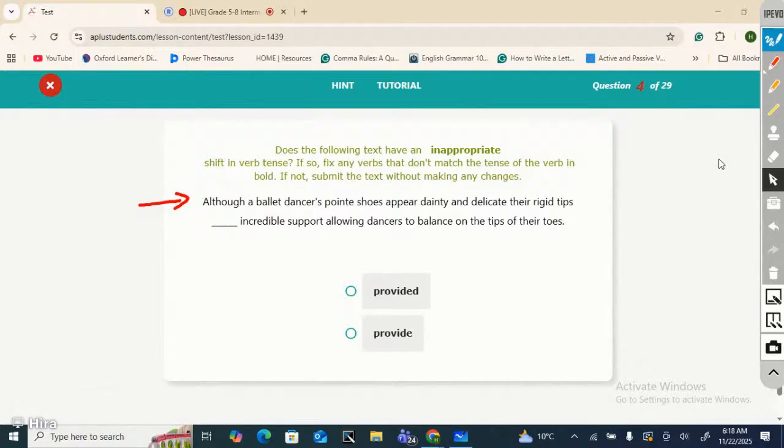Well, ST, your answer is correct. It's option two. Why is it option two, provide? Because it's a present tense verb. And look at the sentence: although a ballet dancer's pointed shoes appear dainty, appear is a present tense verb. So in this sentence we require another present tense verb, provide. Their rigid tips provide incredible support.